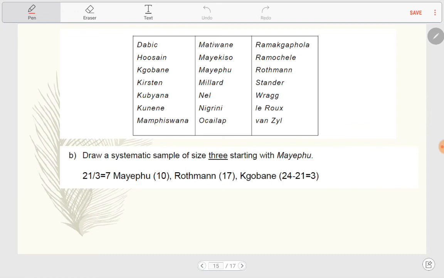Then they say now draw a systematic sample of size 3, starting with Mayepu. Remember, the systematic one is where you have a pattern. Here they want size 3, systematic. So we need to take the entire population and divide it into thirds, and then we'll take whoever is in the 7th position. But they said you must start with Mayepu, so we're definitely going to take Mayepu. That's where we're starting.